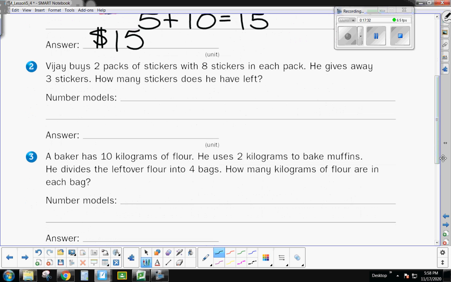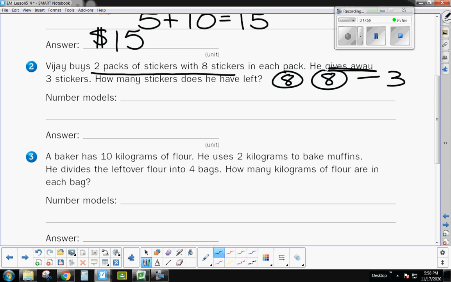All right, let's look at number 2. It says VJ buys 2 packs of stickers with 8 stickers in each pack. And then he gives away 3 stickers. How many stickers does he have left? So he has 2 packs of stickers with 8 stickers in each pack. But then he gives away 3 stickers. So I know that 3 stickers are going to come out of there, right? How many stickers does he have left?